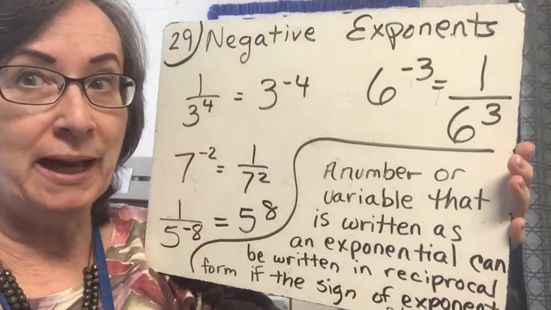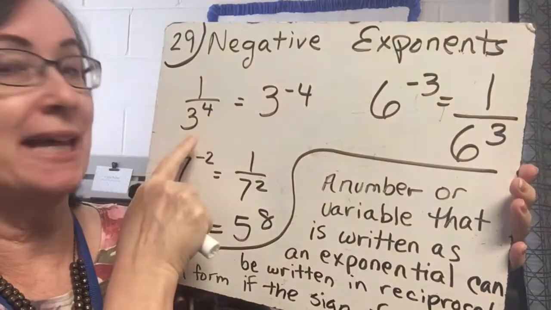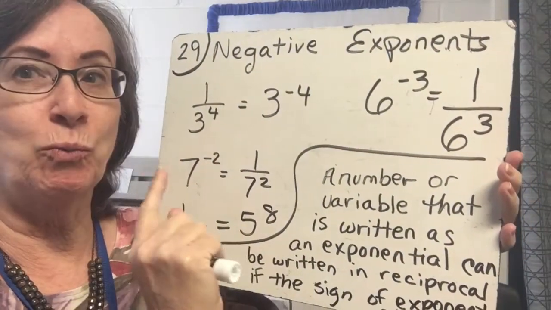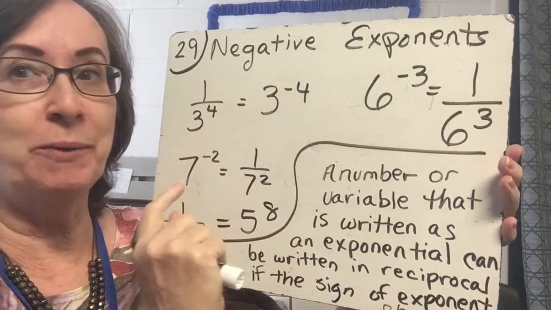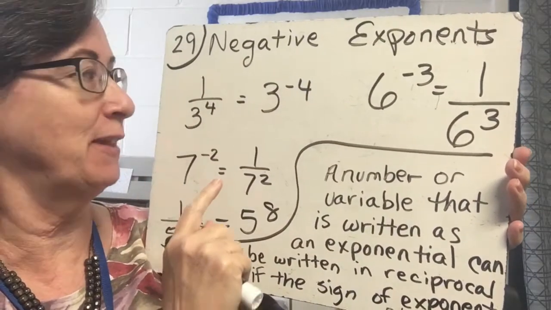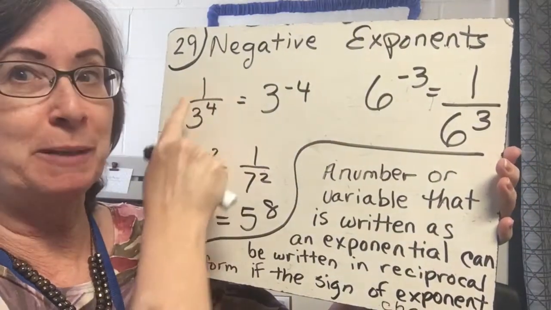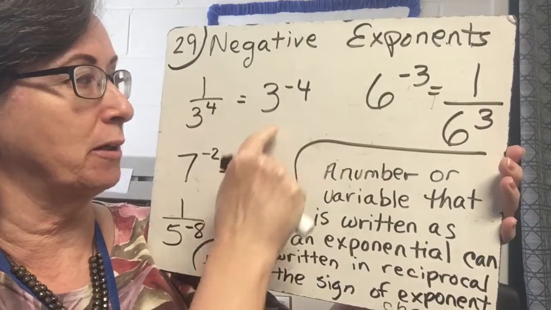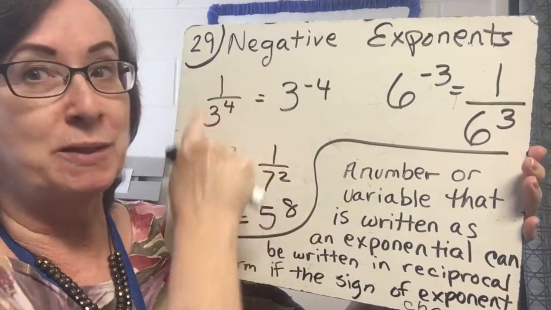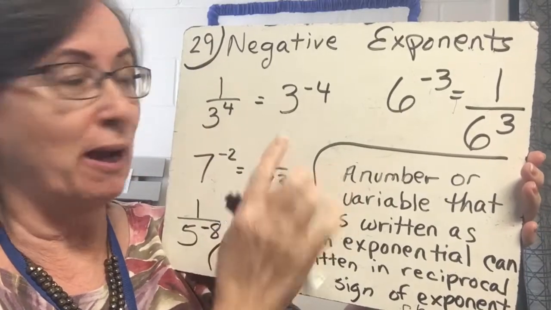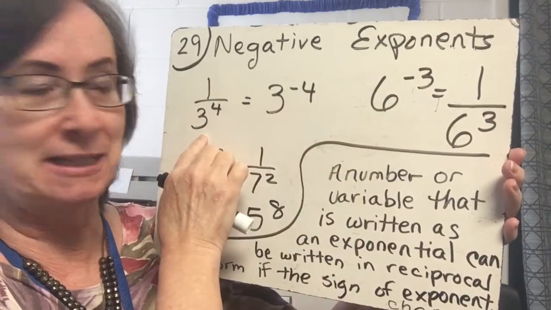Okay, so here we have some examples. We're talking about negative exponents and the fact that when we turn them around, make a reciprocal, all we have to do is change the sign of the exponent. 1 over 3 to the 4, when we want to flip it over and make a reciprocal, wouldn't this be 3 to the negative 4 over 1? So the reciprocal we can write with just changing it to a negative 4 instead of a positive 4.